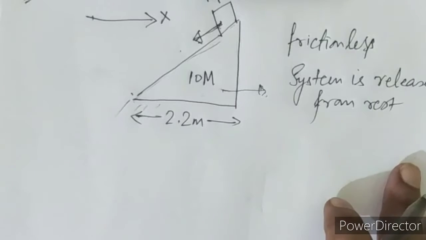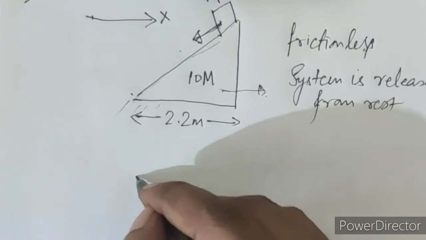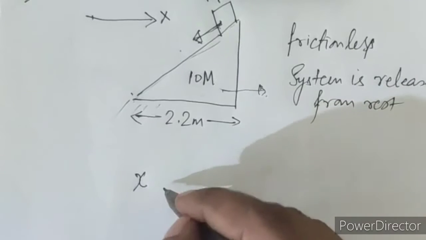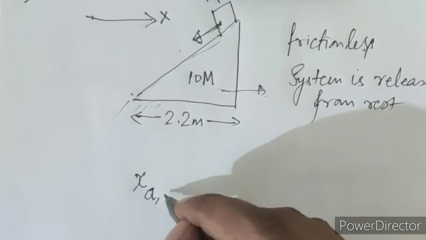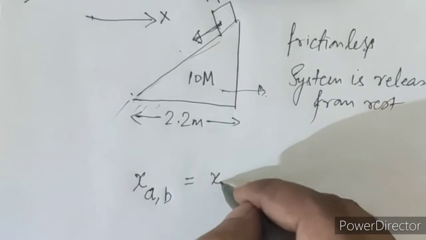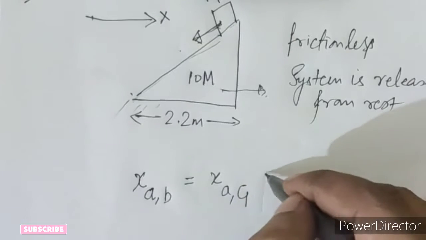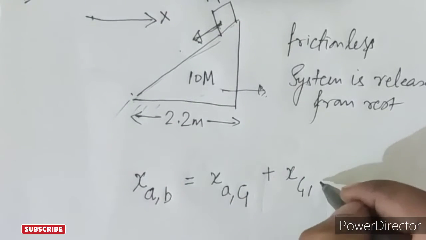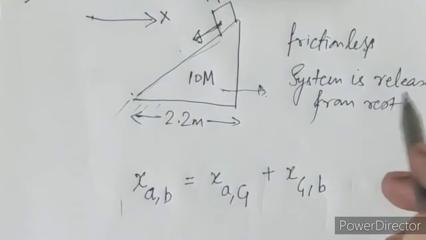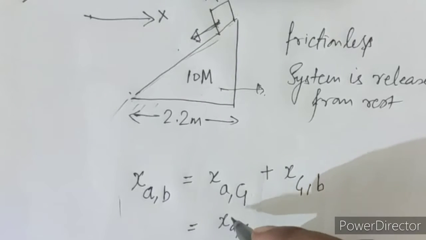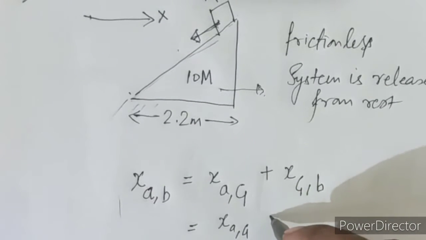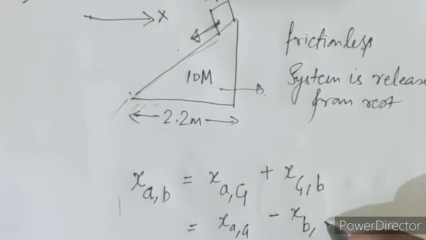Now what we will start with is, say x is position, and the position of some object or particle A with respect to B is defined as the position of A with respect to ground plus the position of ground with respect to B. You have to keep this in mind all the time. If you do this, it is the position of A with respect to ground minus the position of B with respect to ground. This is to keep it in terms of ground.